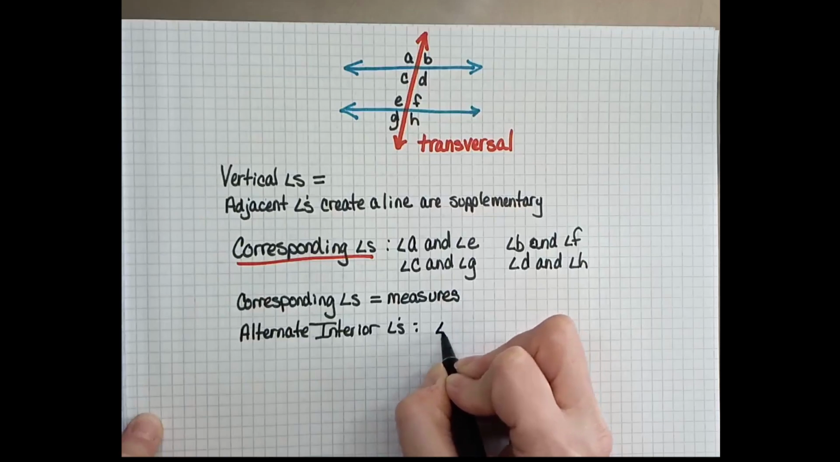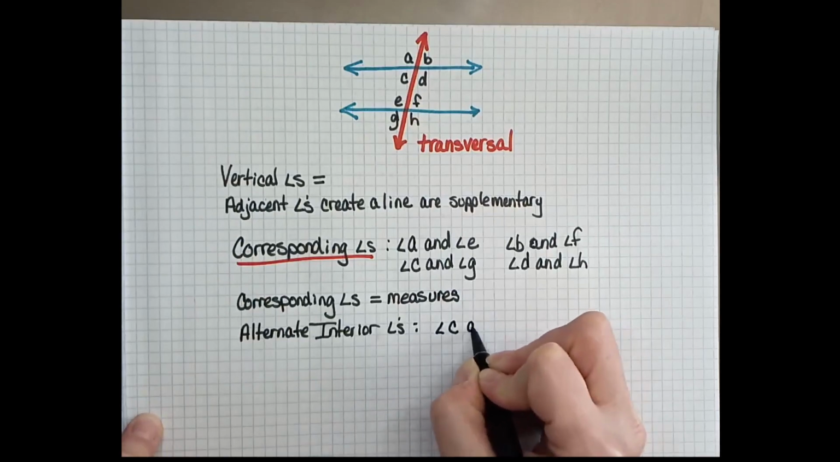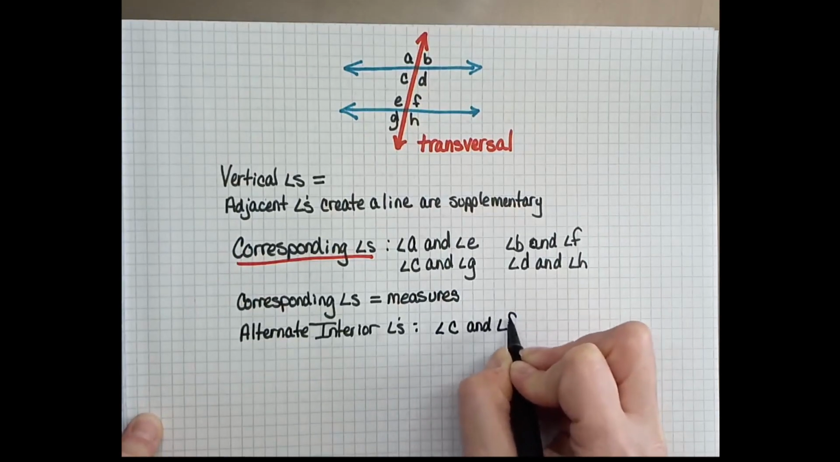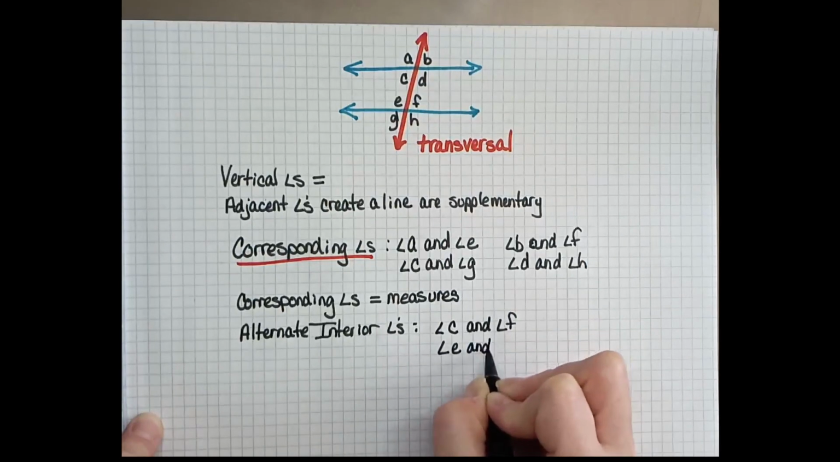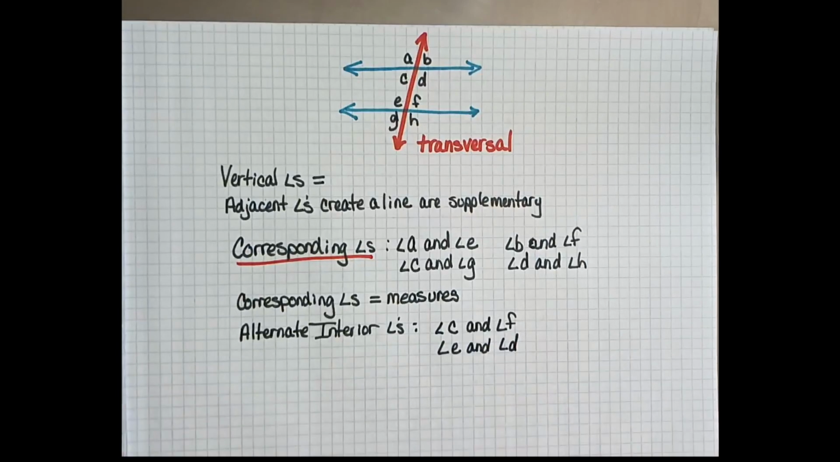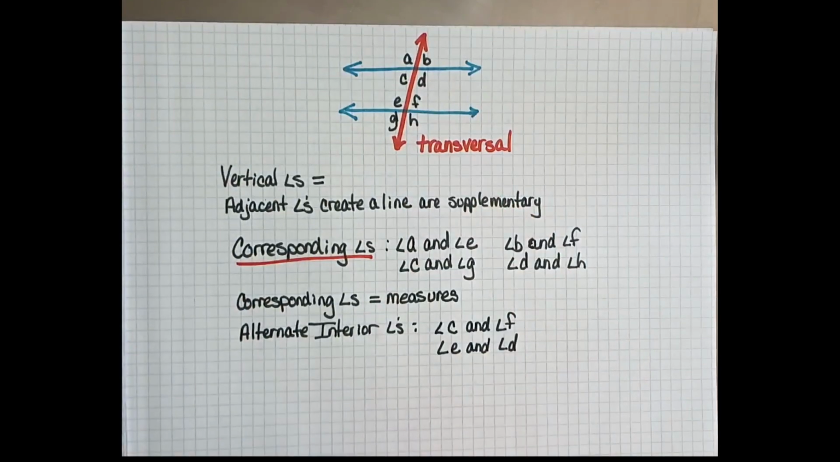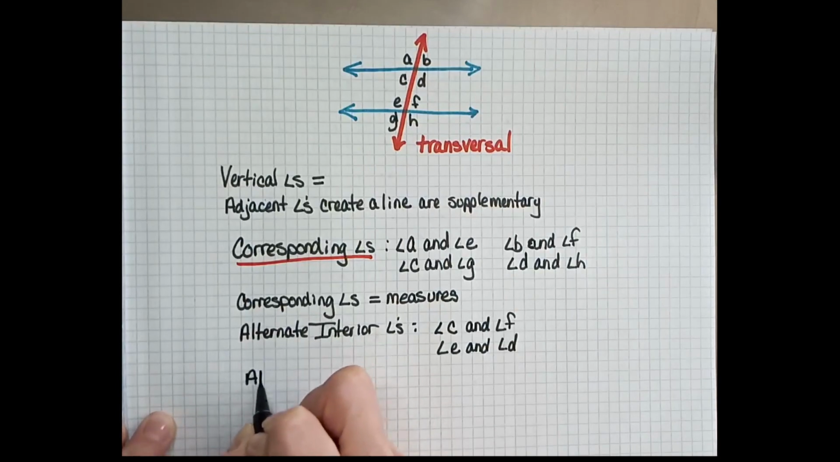So I'm going to write those down. Angle C and angle F, and angle E and angle D are alternate interior angles. Guess what? They may look alike. C and F look like they may have a similar measurement, and you would be right. Alternate interior angles also have equal measures.